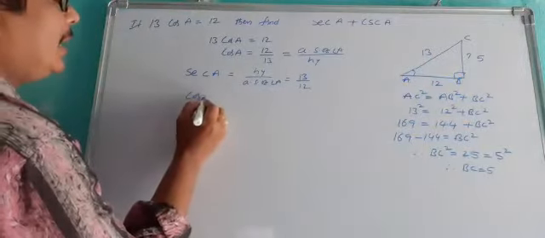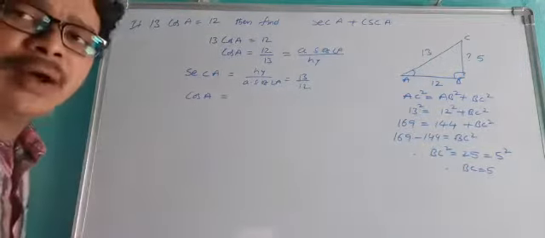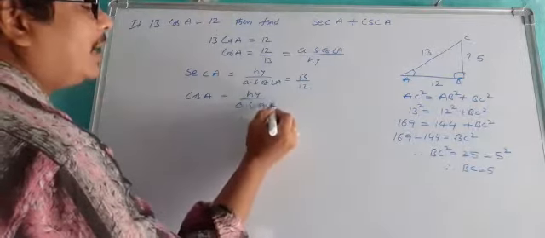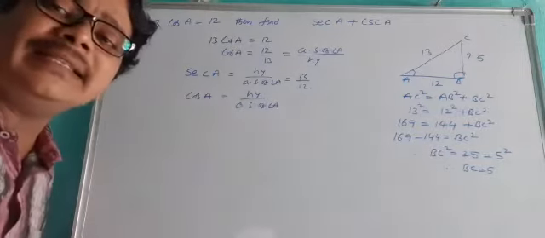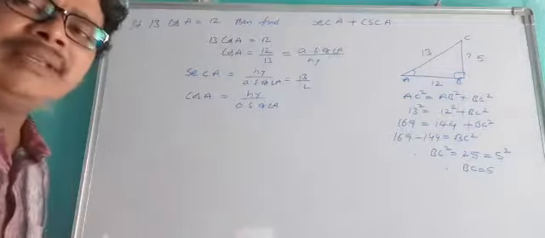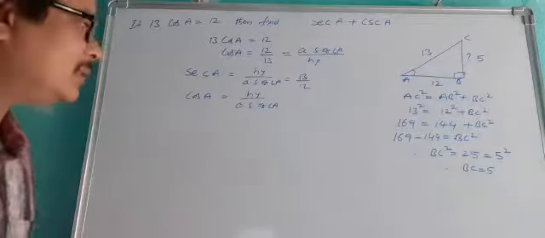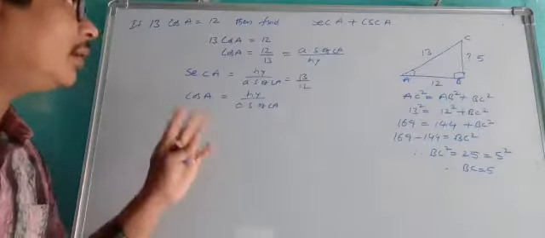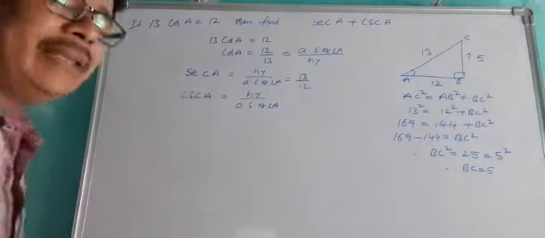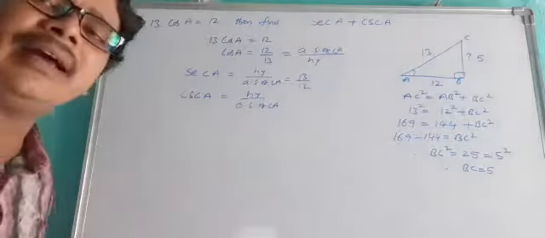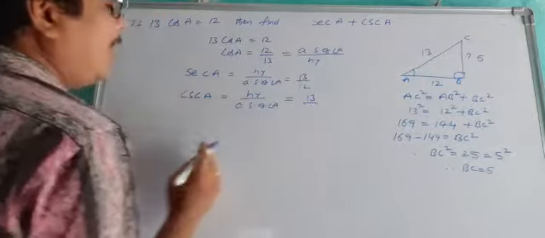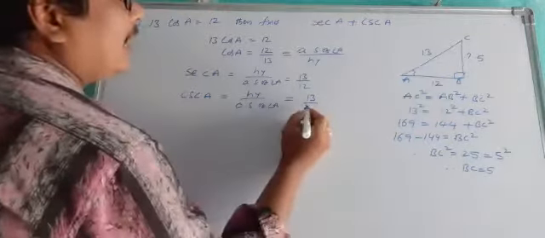And cosecant A. Cosecant A means what? Hypotenuse by opposite side of angle A. That means that is the reciprocal of sine. Sine means opposite side by hypotenuse. Cosecant means hypotenuse by opposite side of angle A. So here hypotenuse is 13 by opposite side 5.